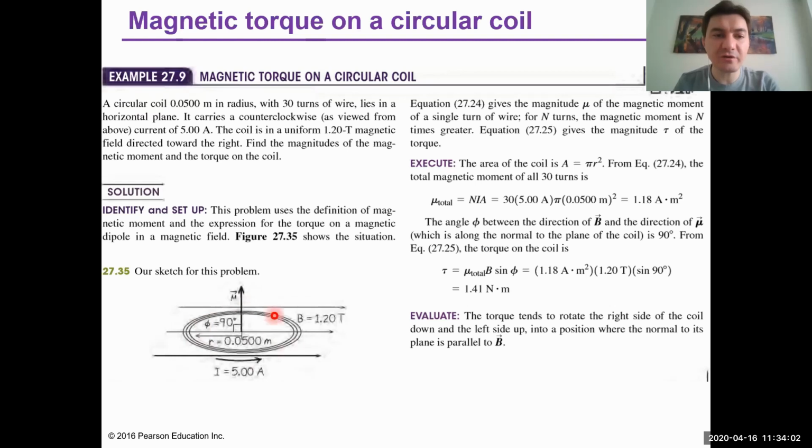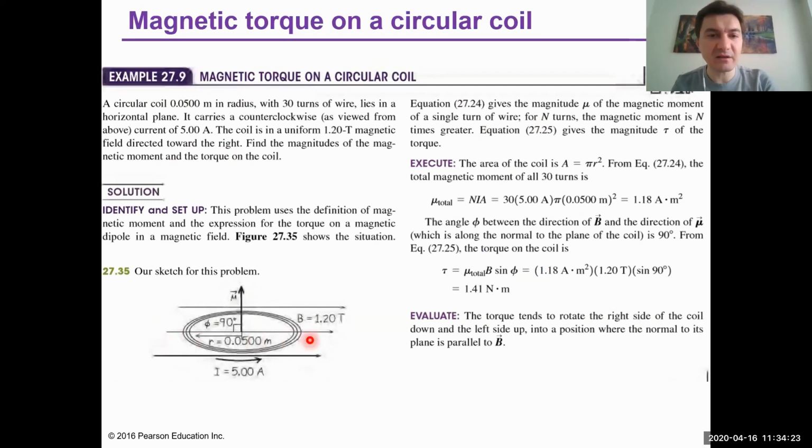Here we have 30 loops, lies in a horizontal plane like this. It carries a counterclockwise current of 5 amp. This is the direction of the current. Current is traveling like this, 5 amp. The coil is in a uniform 1.2 Tesla magnetic field directed toward the right.